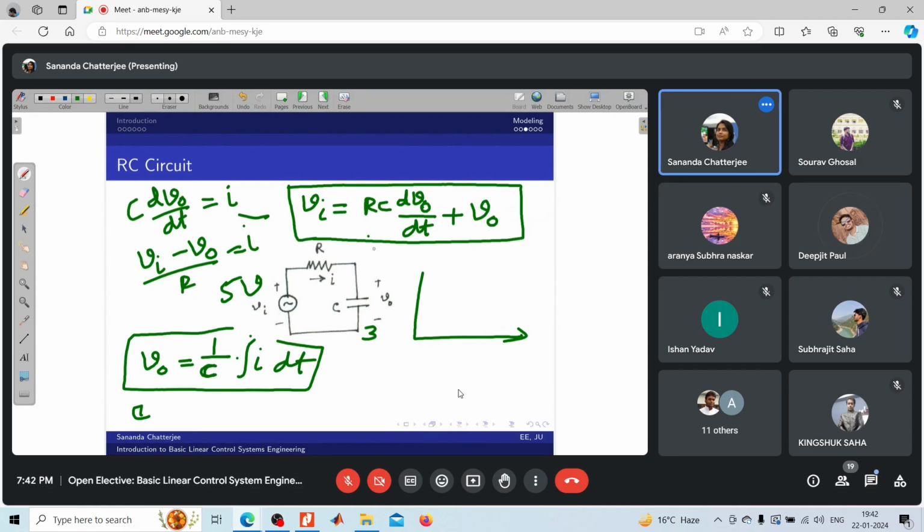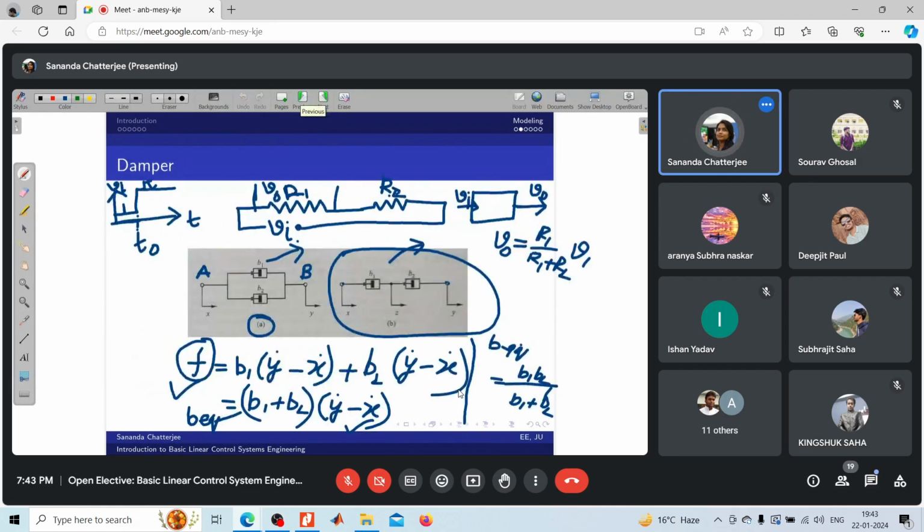What kind of equation is this? This is a mathematical description of this plant. It is a first order differential equation. In the previous case, it was an algebraic equation: the V out and Vi relationship was an algebraic equation.